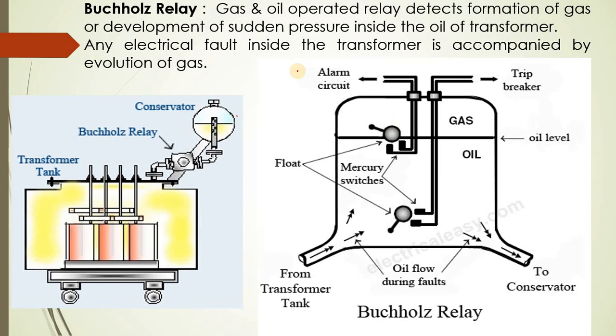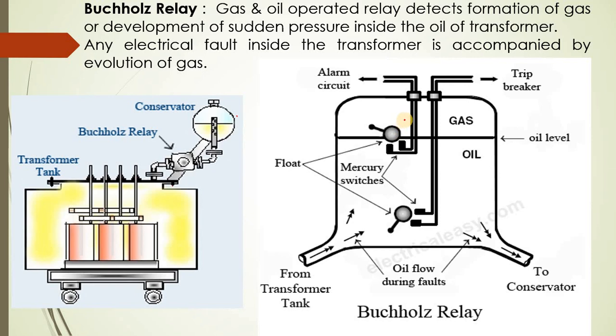Then the gas and oil operated relay detects the formation of gas and the development of sudden pressure inside the oil of the transformer. Any electrical fault inside the transformer is accompanied by the evolution of gases. When those gases leave the main transformer tank, they pass through the breather and transfer to the conservator tank. Here you can see the alarm circuit and the trip circuit.